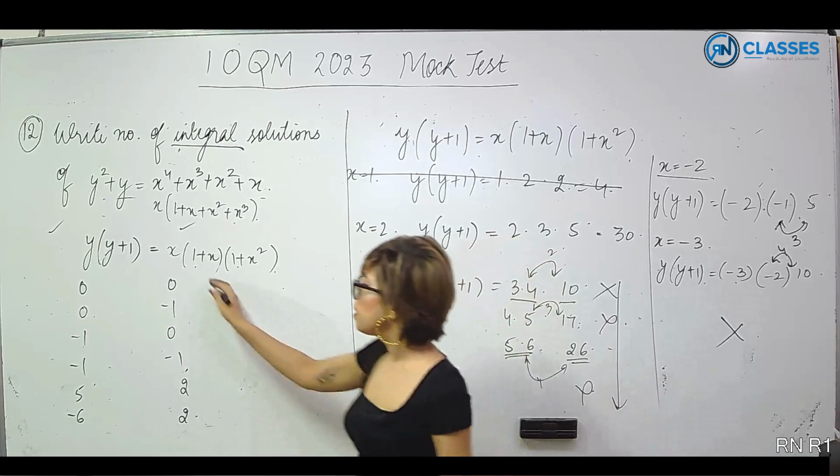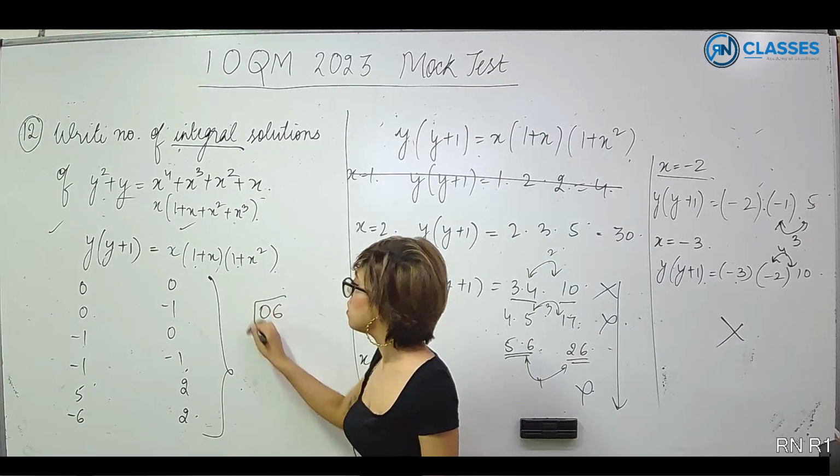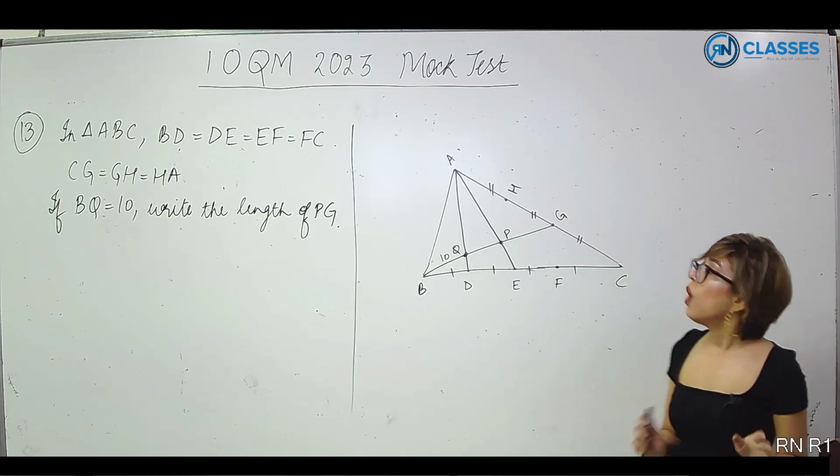Right? So that means the only possible solutions are these. And the answer is 0. Alright, on to the next one.